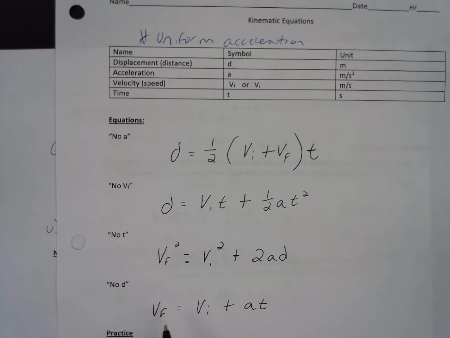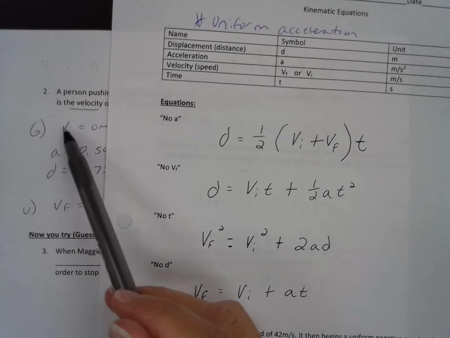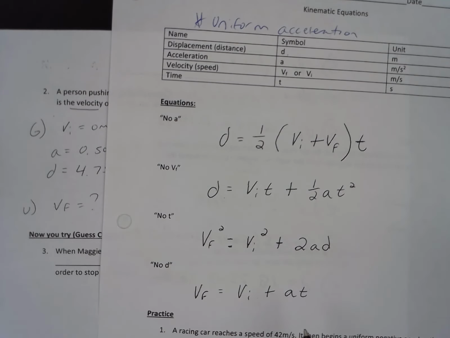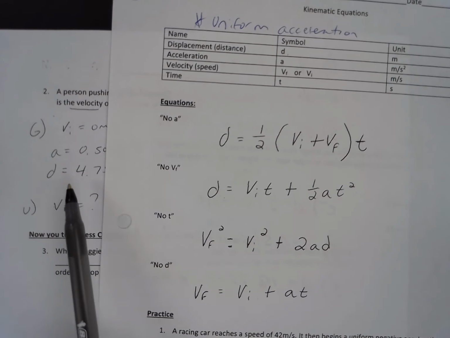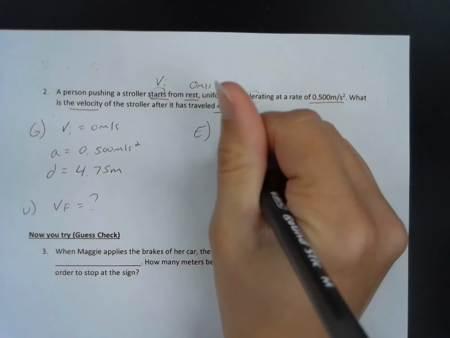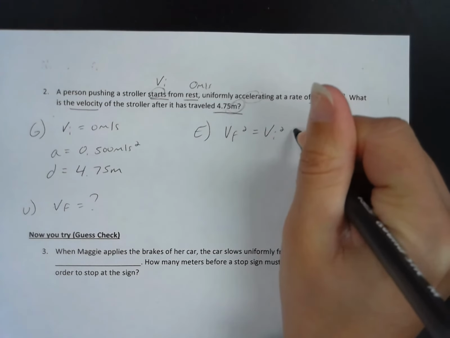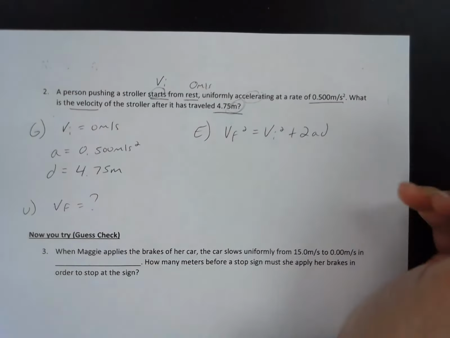So I have a couple that say VF equals. This one has VI, A, and T. Now I do not have VI, A, and T in my givens, so I'm not going to choose that one. In fact, I'm missing time here. So I'm going to use this no-T formula, the one that does not need time, but it uses initial velocity, acceleration, and displacement because I have those. So the equation is VF squared equals VI squared plus 2AD.